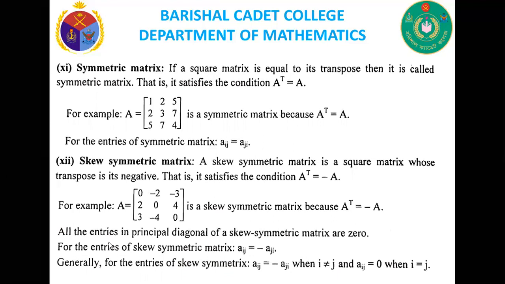All the entries in the principal diagonal of the skew symmetric matrix are 0. You can note it. Here you see 2, minus 2, 3, minus 3, minus 4, 4. Generally, for the entries of a skew symmetric matrix, Aij equal to minus Aji when i is not equal to j, and if i equal to j, then Aij equal to 0.